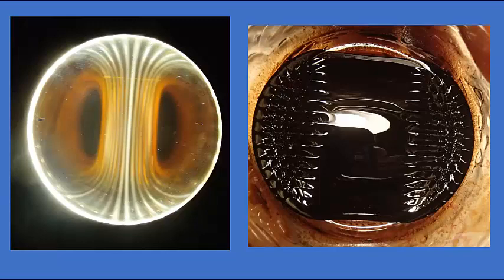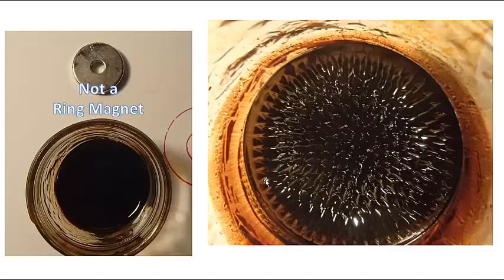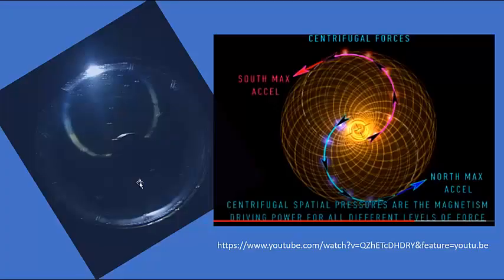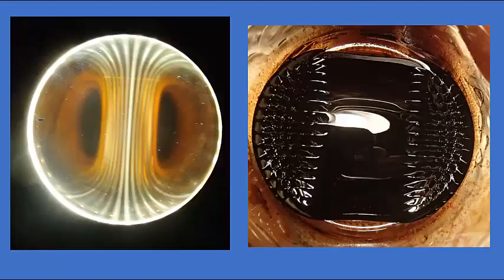But then when you get back to the ferrocell, to the north and south pole in the ferrocell, those constructive and destructive interference patterns caused by the ferrofluid, which is in the ferrocell, might be responsible for the path that the light takes in the ferrocell when you're looking from the north and south pole. So that is pretty much everything I wanted to say.